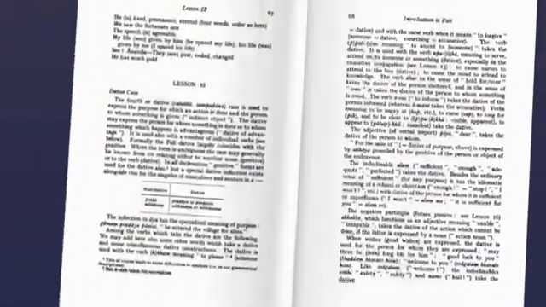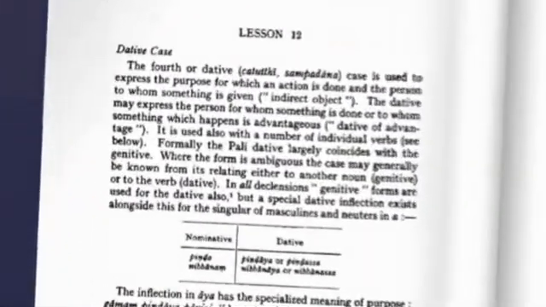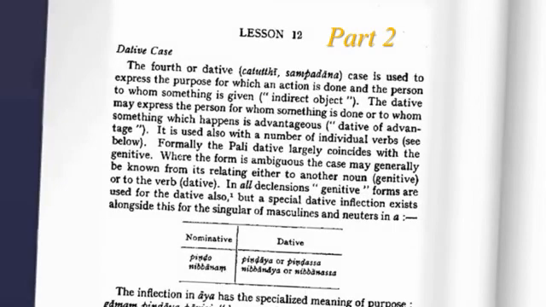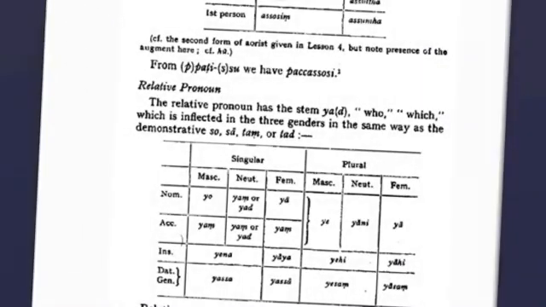Hello, and welcome to Lesson 12, Part 2 of A.K. Warder's Grammar Guide and Introduction to Pali. In this tutorial, we're now going to move on and look at relative and interrogative pronouns, and we'll start with the section on relatives.